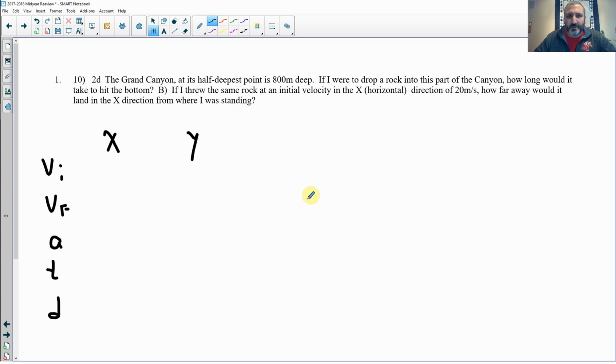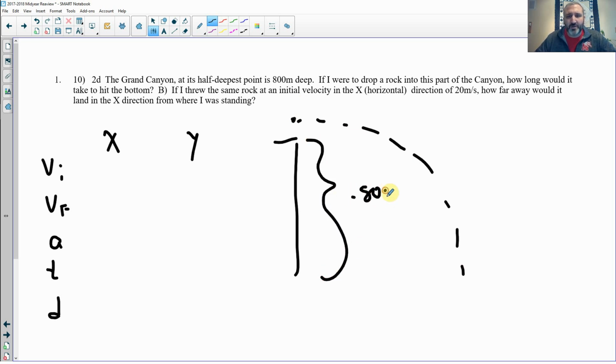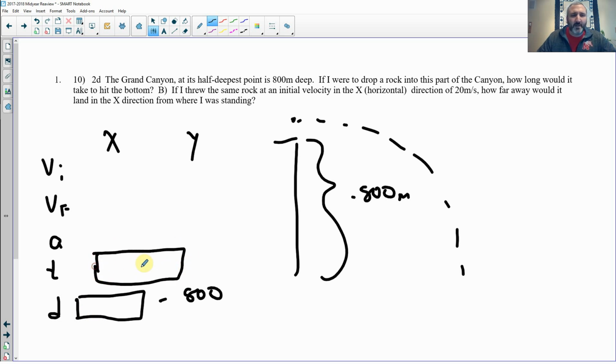So let's just do it. If you remember, there's my cliff, here's the rock, it's going to go like that. We know the displacement is negative 800 meters in the Y dimension. We're going to look for how far it goes away in the X dimension. We're also going to try and figure out the time for it to fall. And we know the acceleration of the X is 0 and the Y is negative 9.8. This is going to answer question A. All right, if I drop it into the deepest part of the canyon, how long will it take to hit the bottom?